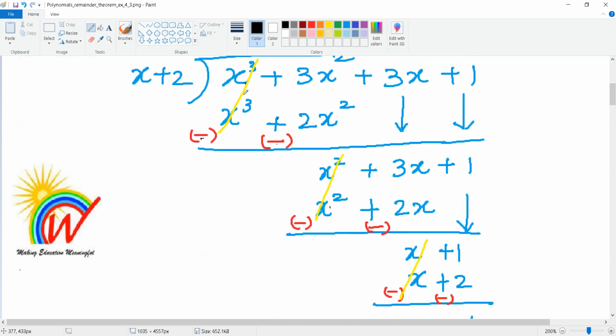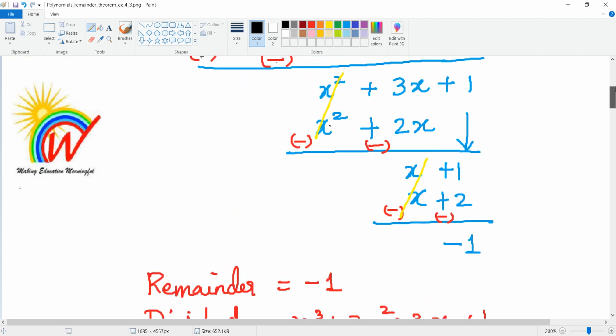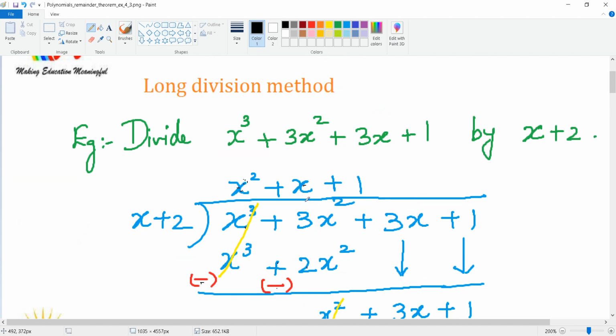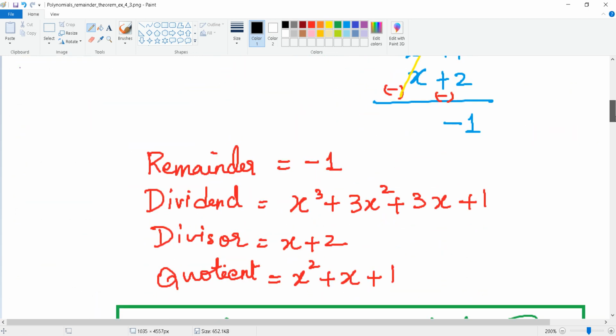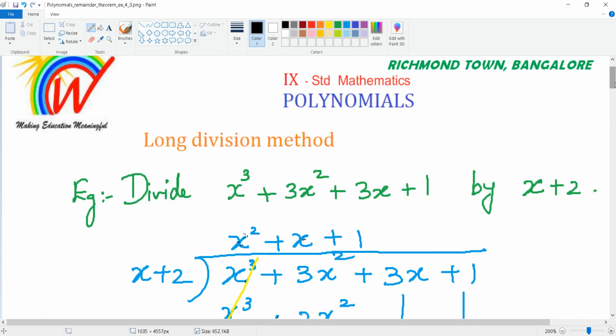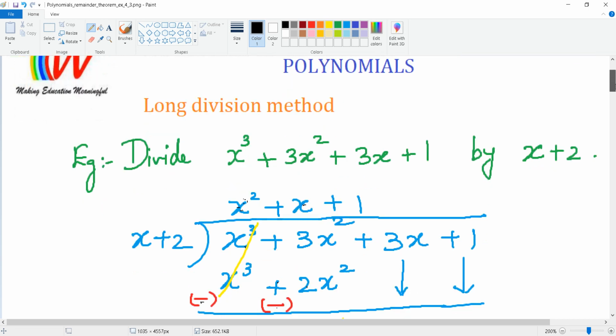X cube plus 3x square plus 3x plus 1. This is what you are dividing, no? So that is your dividend, and by what are you dividing this dividend? That is x plus 2. That turns out to be your divisor, and the quotient is the answer which you got at the top. See over here, x square plus x plus 1 is the quotient. Okay, so this is what is the long division method.